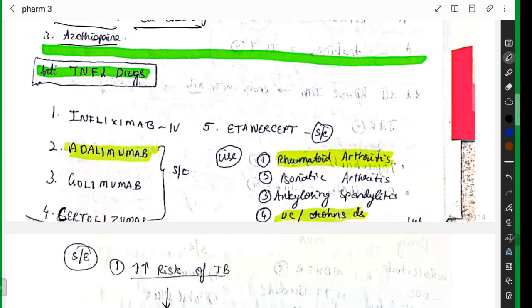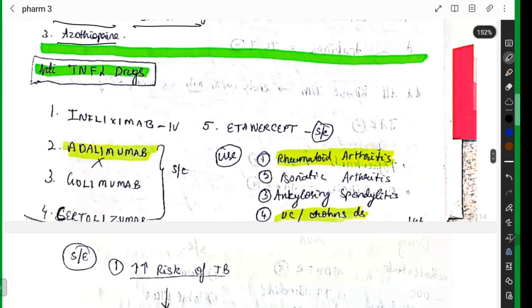They are useful in ankylosing spondylitis. They are going to be used in ulcerative colitis and Crohn's disease. That is why we are reading all these 5 drugs. In this, adalimumab is very important. This is used in rheumatoid arthritis as well as ulcerative colitis.